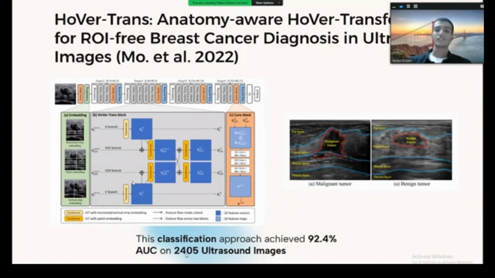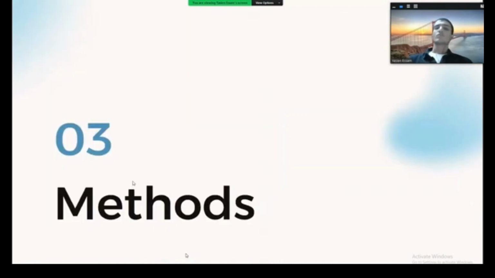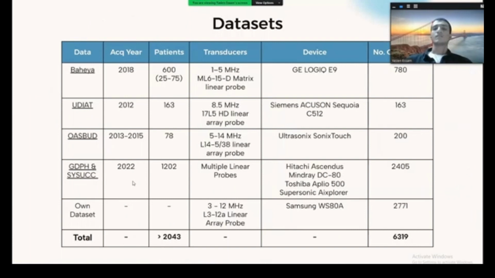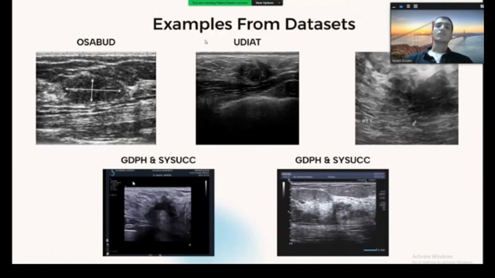2,405 ultrasound images. For our method, we tried to collect as much data as possible. Here we can see that for our transducers, there is variability in the frequency range and variability in the devices, and we also have a large amount of data, which is 6,319 images collected from more than 2,043 patients. And this is an example from our dataset showing the variability of our images.